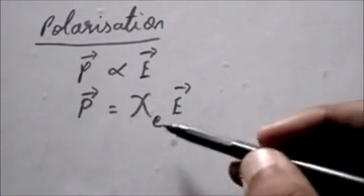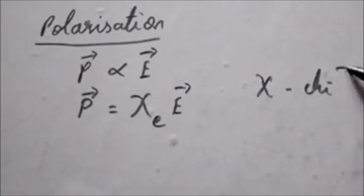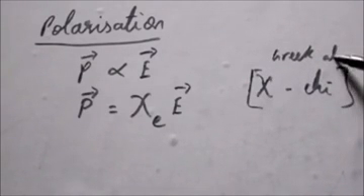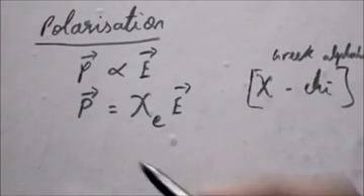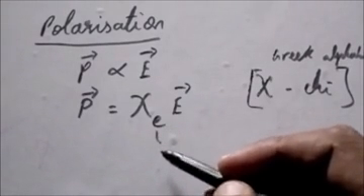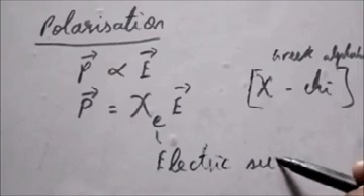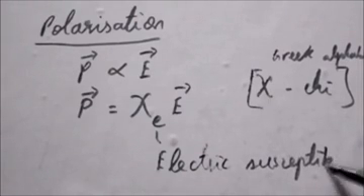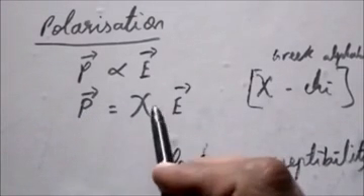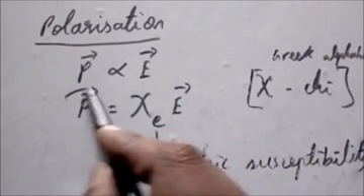This constant is a Greek symbol, pronounced chi. It's a Greek alphabet. So what does this mean? Chi E means the electric susceptibility. P means the polarization, chi E means electric susceptibility, E stands for the electric field. So this formula is for polarization.